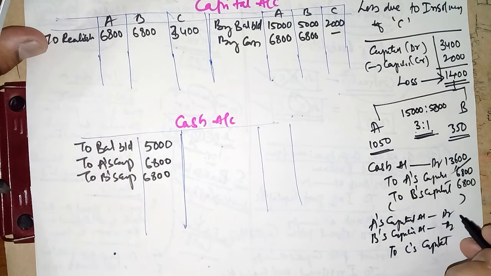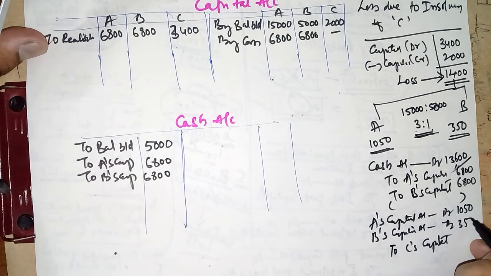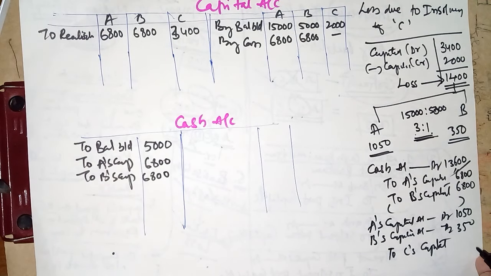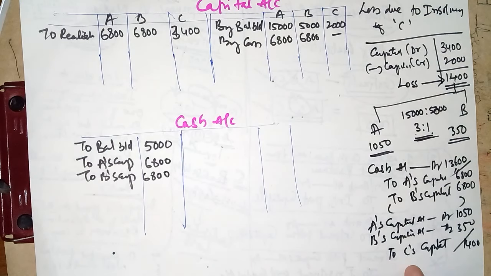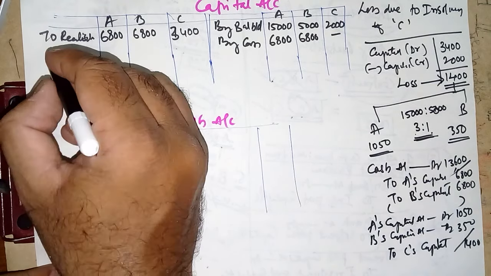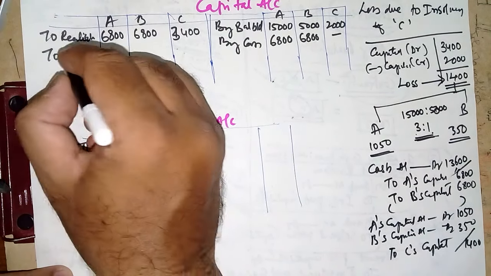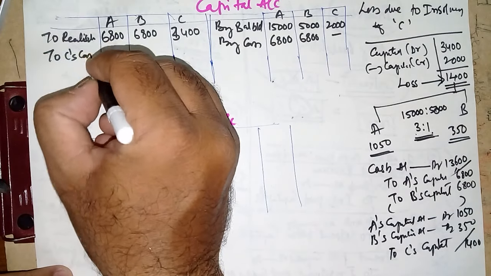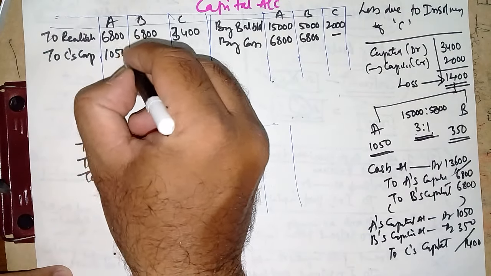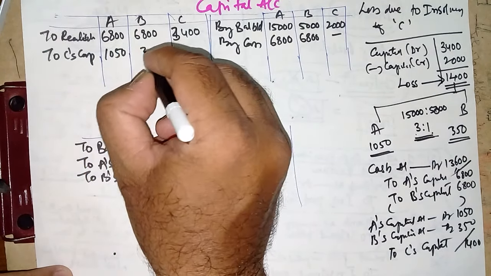How much amount? That is 1050. Just now what we have calculated, 350, and collectively it is 1400. Once we have written this, then the next thing is ledger posting. So in A's capital we write to C's capital, 1050 and 350.